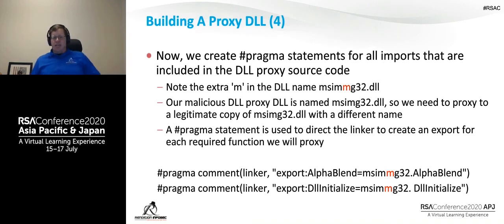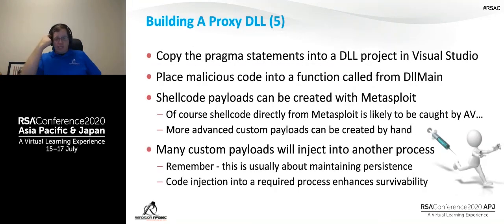That I've got an export and I want to make sure that I've got this named appropriately, and it's saying, hey, when this export gets called, you want to go over and pass that off to MSIMG32.dll. Okay, so got that, and then all I'm going to do is take those pragma statements and copy those into a DLL project in Visual Studio.